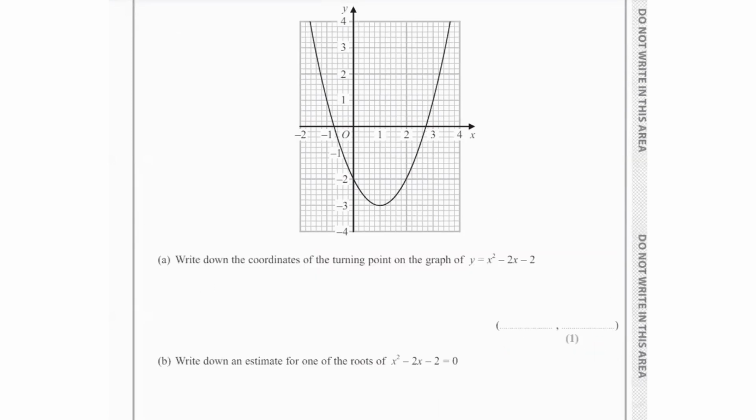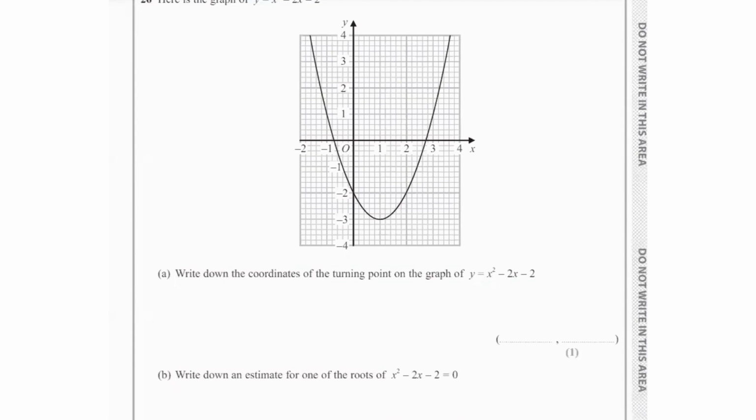Write down an estimate for one of the roots of x squared minus 2x minus 2. Roots are basically your intersection points with the x-axis. Over here, I'm getting negative 0.78, and over here, I'm getting 2.78. You can give either of these values because they're asking for one of the roots, not both of them. Either would be correct, or a value in a given range, because it's an estimate, not an exact value.